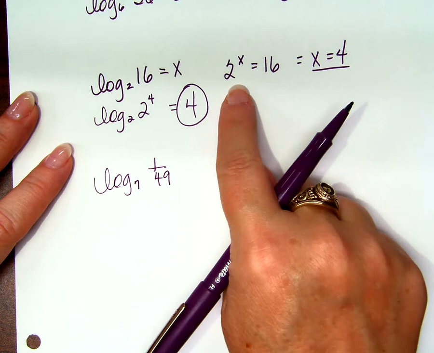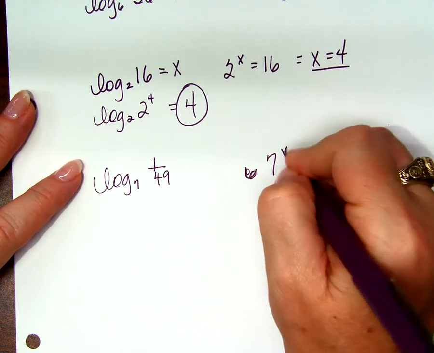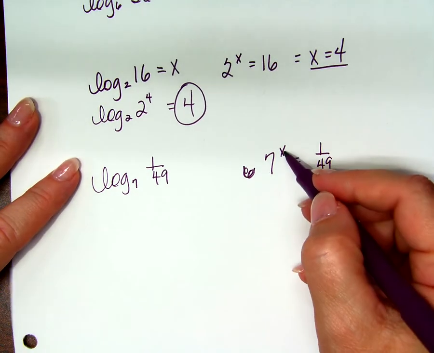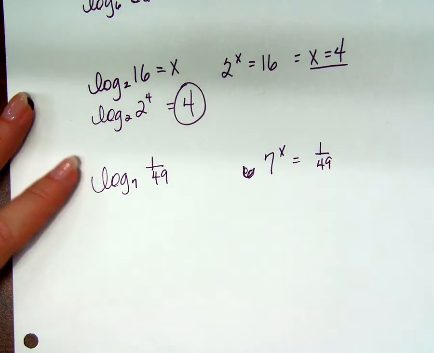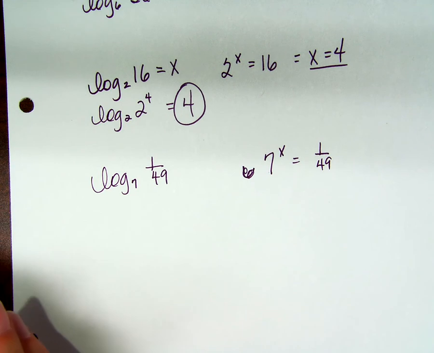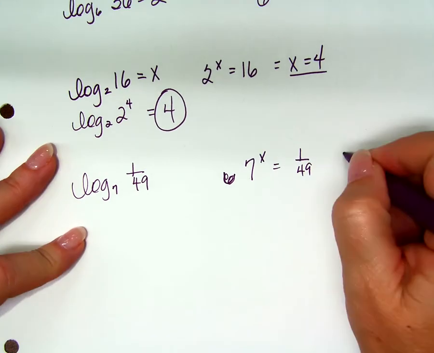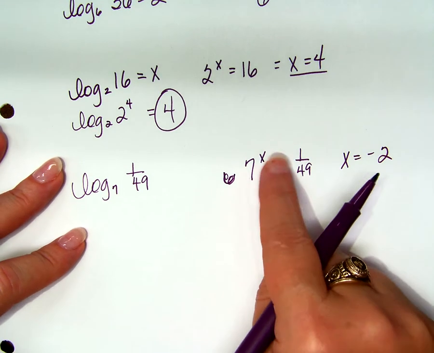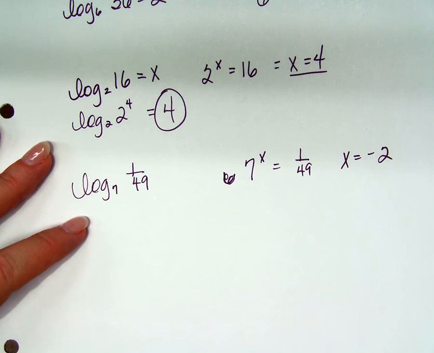Well, if we rewrite it in exponential form, that gives us 7 to the x power equals 1 over 49. Well, I know 7 squared is 49. Does that help me at all? Well, you got to remember exponential rules, right? If I need 1 over 49, then I need a negative exponent. Okay? So I know that x is going to equal negative 2. Because 7 squared is 49, but I need it 1 over 49, so I make it negative 2 to have that fraction there. Okay?